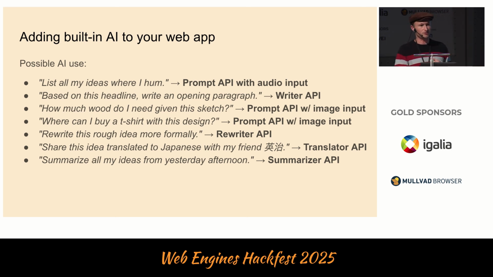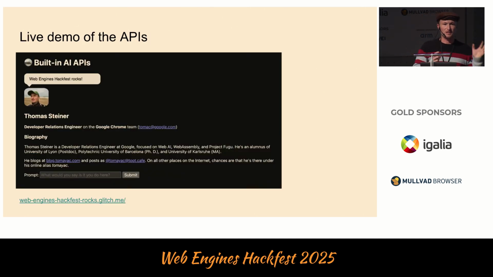Rewrite this rough idea more formally, which would obviously be a case for the rewriter API. Share this idea translated to Japanese with my friend Eiji would be a task for the translator API. And then the last point is here, summarize all my ideas from yesterday afternoon. This would be a task for the summarizer API. So this is a little bit abstract, and I confess that it's maybe a little hard to follow.